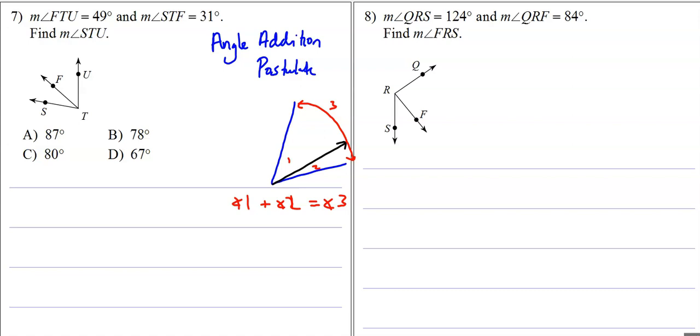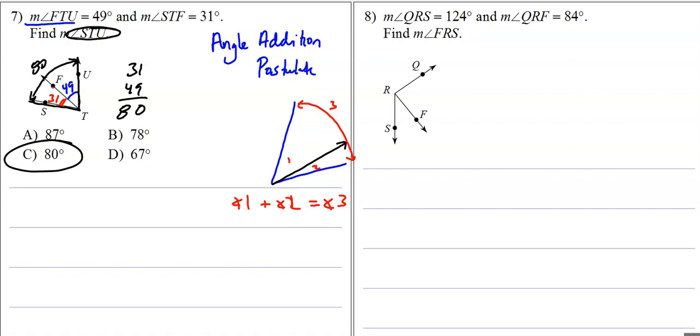Technically, I should have little m's in front of them to show the measure of, but you get the point. So sometimes you need to subtract, sometimes you need to add. So let's label this first. The measure of FTU, so that's this angle right here, is 49. And then the measure of STF, from S to T to F, that's this angle right here, that's 31. And we want to know, what is angle STU? STU is the whole thing. So we have the two small pieces. We add them together. 31 and 49 gives me 80 degrees for the entire angle. Correct answer C.